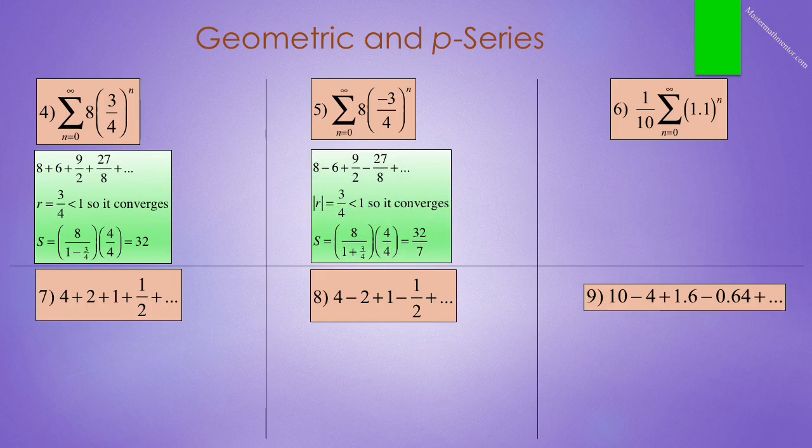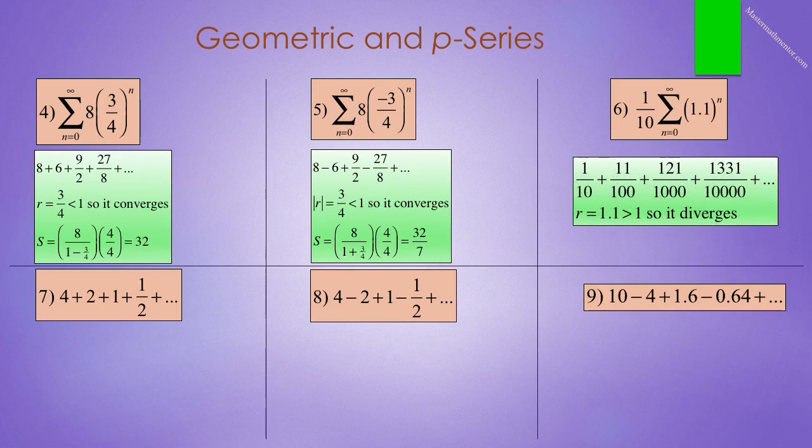Number 5 is similar. Summation n equals 0 to infinity of 8 times (negative 3/4) to the n. This gives 8 minus 6 plus 9/2 minus 27/8 plus dot dot dot. This is called an alternating series. We will study them in depth later. The absolute value of r is equal to 3/4, which is less than 1, so it too converges. And therefore the sum is equal to 8 over 1 minus negative 3/4, which is 8 over 1 plus 3/4. Multiplying by 4 over 4, we get 32 over 4 plus 3, or 32 over 7.